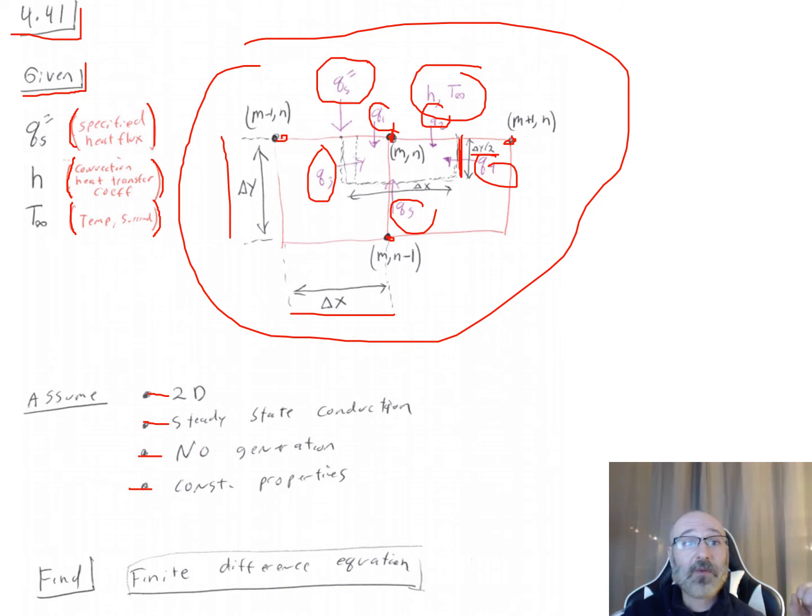What do we want to find? We want to find the finite difference equation. So we're going to have the same type of procedure we saw in the previous example problem. We're going to go through and solve for Q1 through Q5 in this case now, and then from there we can use that to find our finite difference equation for our center node, Mn.